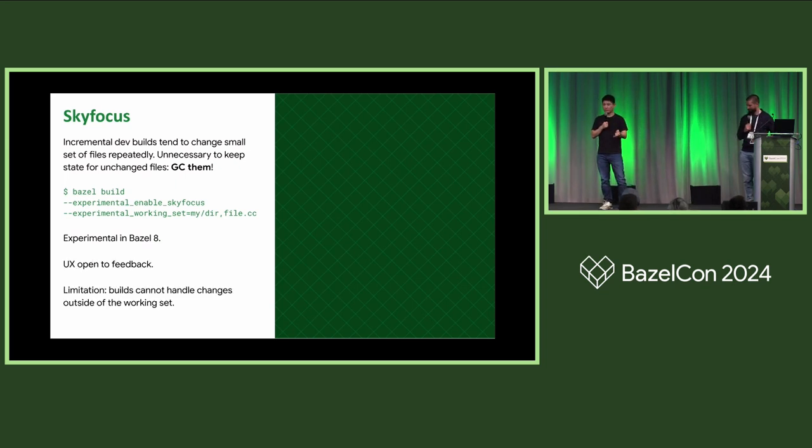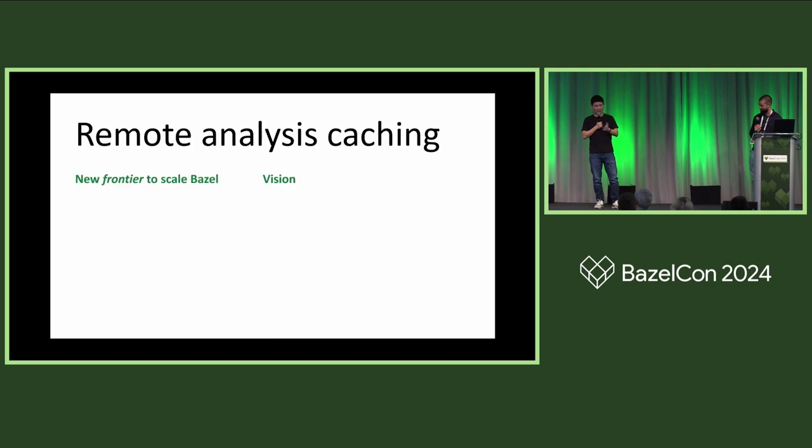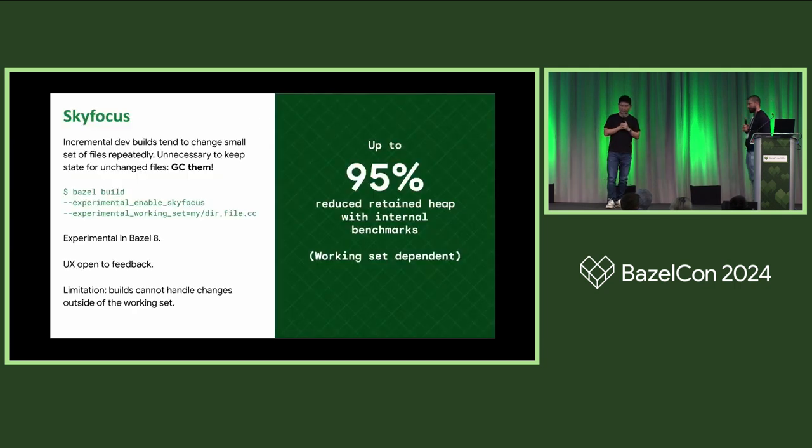In Bazel 8, you can use this today with these two flags: enable SkyFocus, and working set equals some set of directories and files. UX, again, open to feedback. For example, once you use SkyFocus, when Bazel drops the state, you cannot use Bazel query anymore because the graph is missing. So it will tell you that you can't use it. We have seen up to 95% reduced retained heap with this.